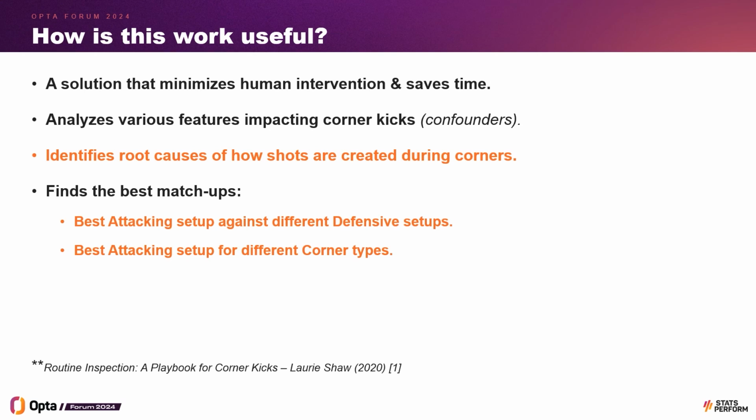Right, how is this work useful? It's a fully automated approach which takes into account various granular level features incorporated from the combination of event as well as tracking data. Since it's automated, it helps save a lot of time for the analysts and minimizes the human intervention as well. What is exciting about this work is that it enables us to find the root causes of what lead to shots from corner kick situations, and also enables us to find the best or optimal attacking setups and various attacking runs that could be made in various scenarios against different defensive setups or different corner types.